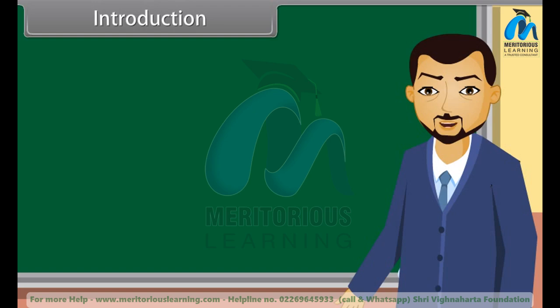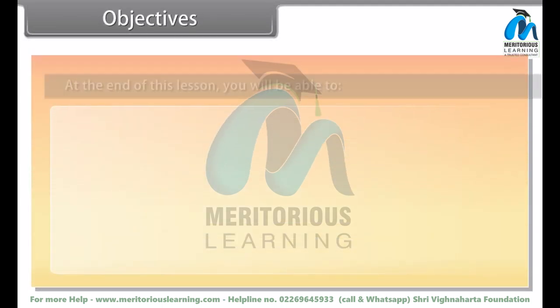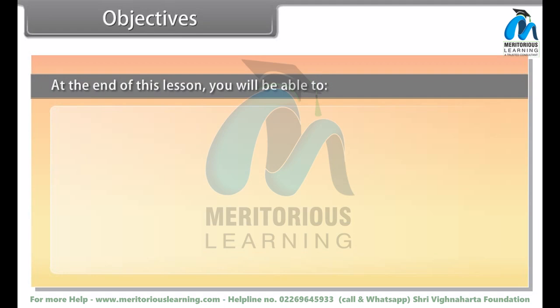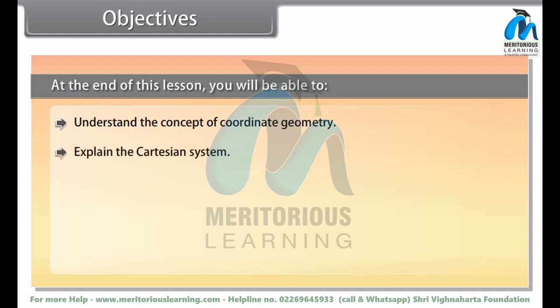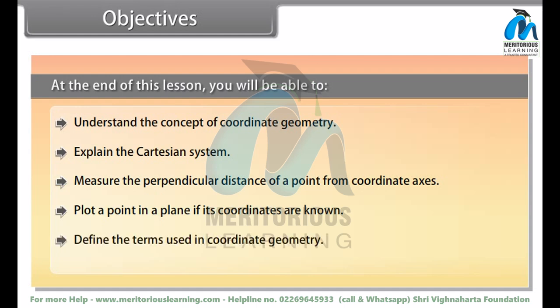Today we will learn about coordinate geometry. Let's start. Objectives. At the end of this lesson, you'll be able to understand the concept of coordinate geometry, explain the Cartesian system, measure the perpendicular distance of a point from coordinate axes, plot a point in a plane if its coordinates are known, and define the terms used in coordinate geometry.